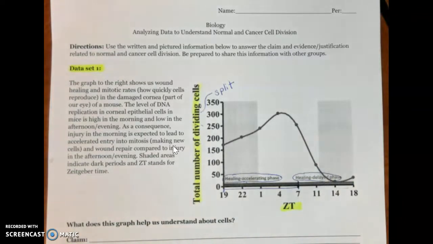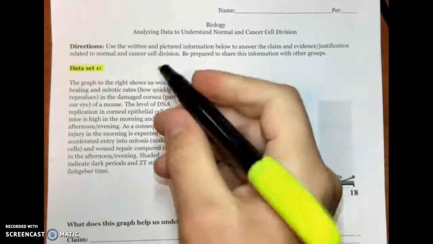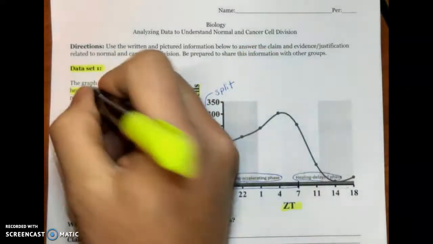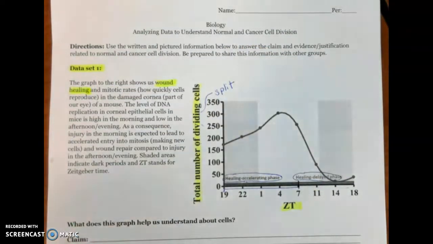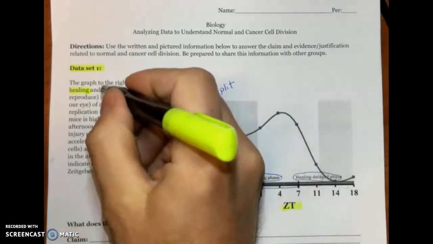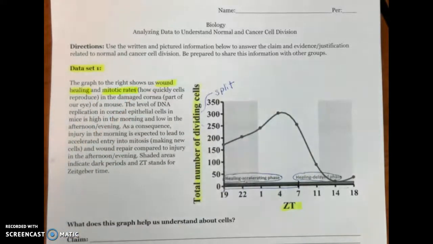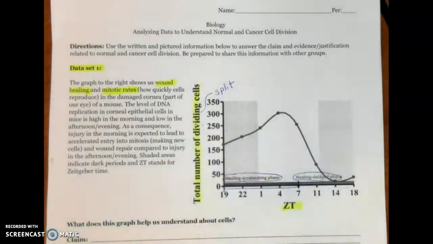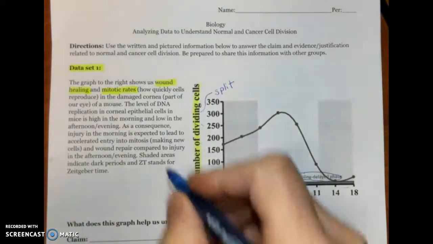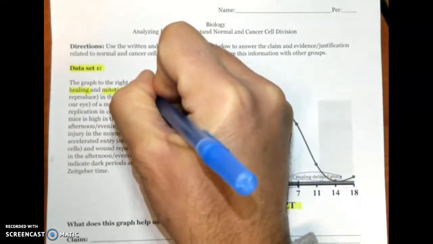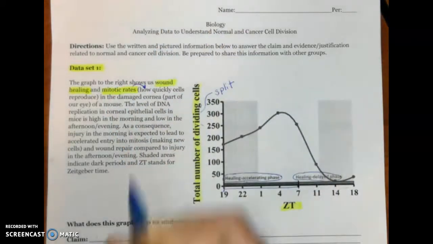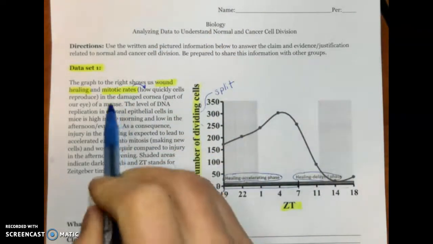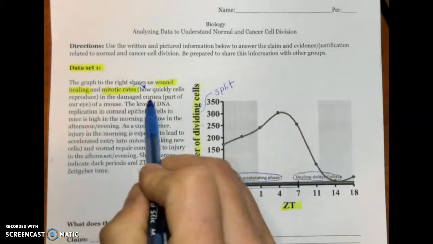All right, let's take a look at the text. The graph to the right shows us wound healing. When I hear wound healing, I'm thinking of when I might get a cut. And mitotic rates. I don't know that. Mitotic rate is how quickly cells reproduce. I'm going to draw a little arrow pointing to it because I found the definition of mitotic rate. So it's looking at the mitotic rate in the damaged cornea.